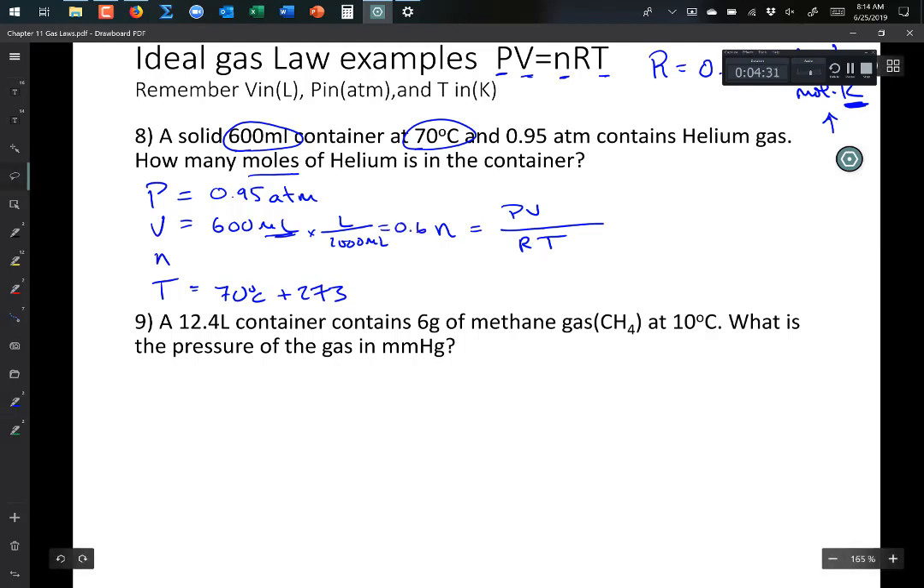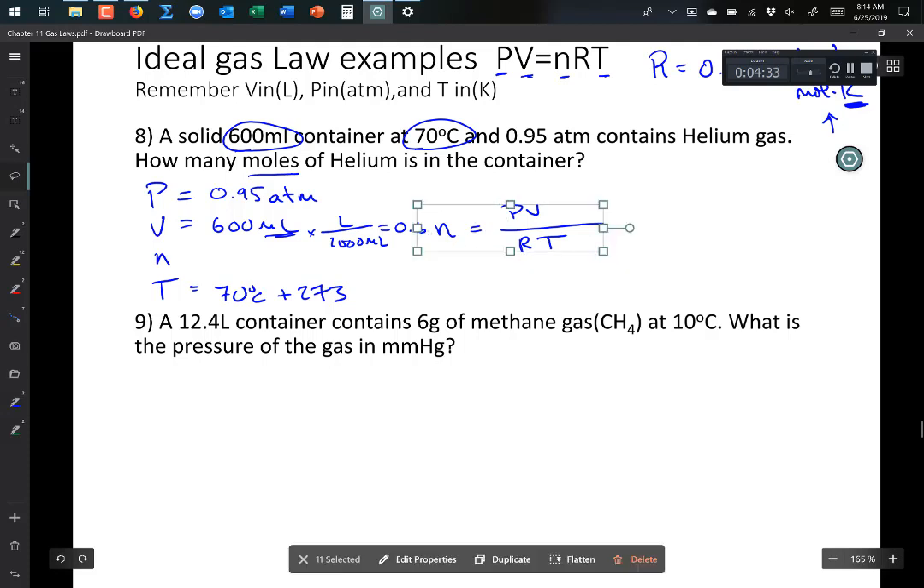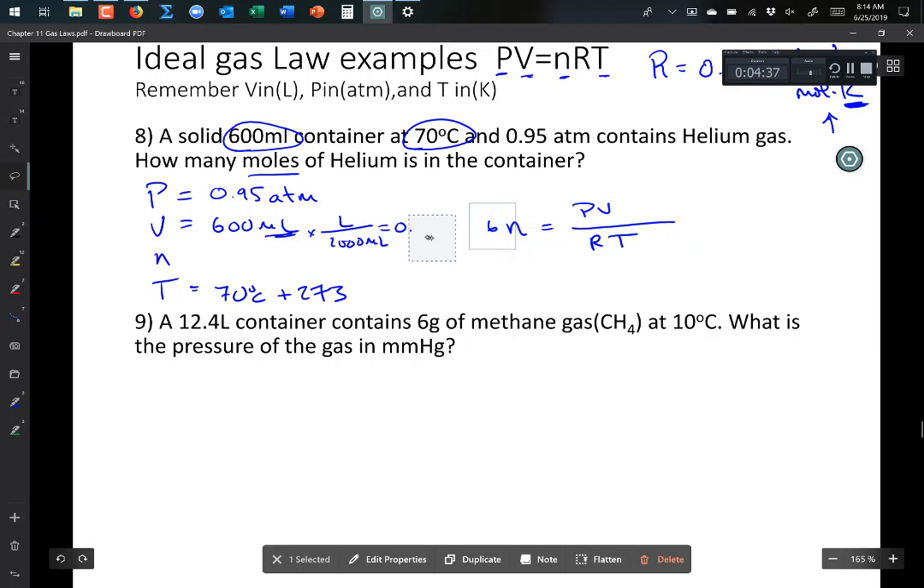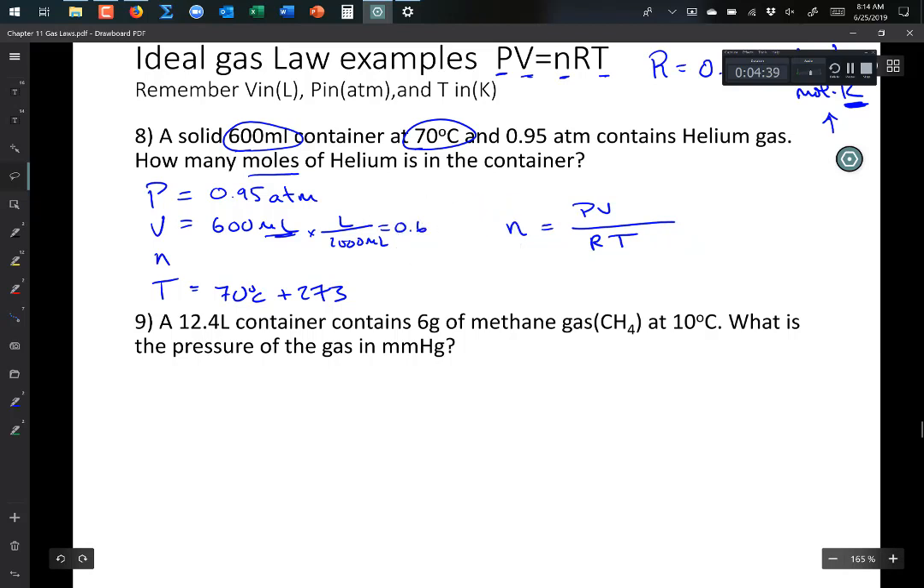600 milliliters to 0.6 liters. Milliliters will cancel out. I'm assuming you do the dimensional analysis thing where you cross out units. Yes, no? Was that familiar? That's familiar? Yeah, okay, good.